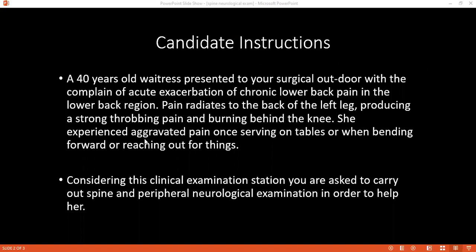So if you think about it, what was your first differential diagnosis? Ma'am, as she presents with typical radicular pain over the back of her left leg, as well as pain while bending forward, this is a typical pain of prolapsed intervertebral disc. No, it's chronic. Here you have to focus. You have to read the stem as well. It's an acute exacerbation of chronic lower back pain. I've written acute, but that doesn't mean it's acute. And plus she has come to the outpatient department.